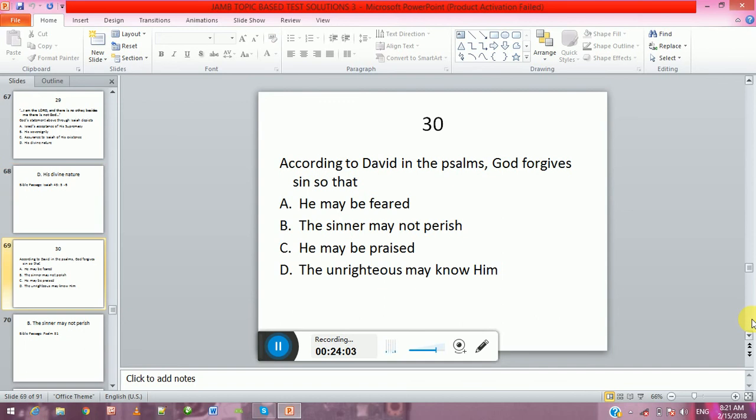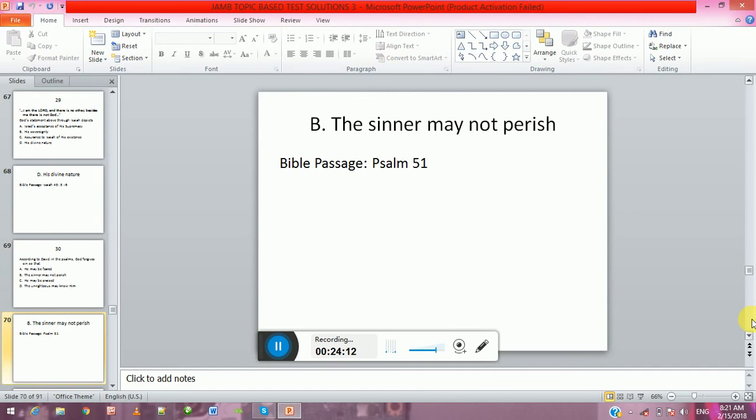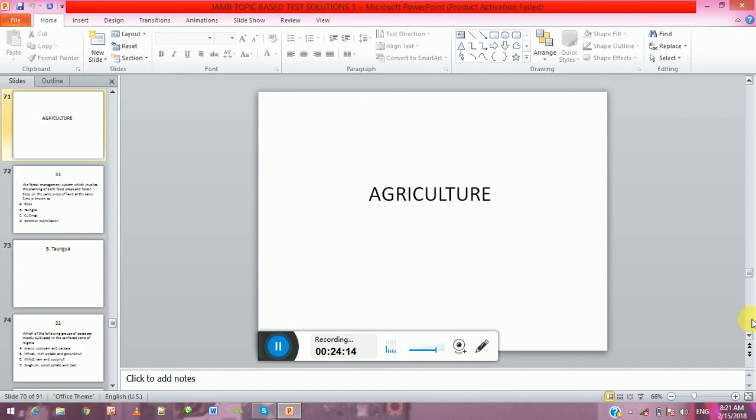According to David in the Psalms, God forgives sin so that, what's the reason why God forgives sin? So that the sinner may not perish. B is the answer. So that the sinner may not perish.